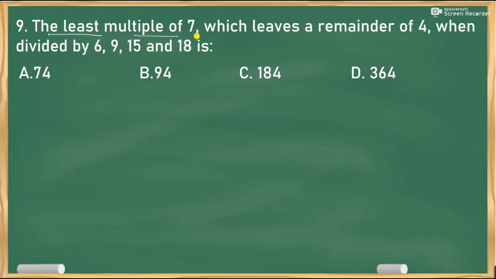The least multiple of 7 which leaves a remainder of 4 when divided by 6, 9, 15 and 18. Now I have to find a multiple of 7 which, when divided by these numbers, leaves a remainder 4. So the first step that I would recommend you to do is take the LCM of the numbers.